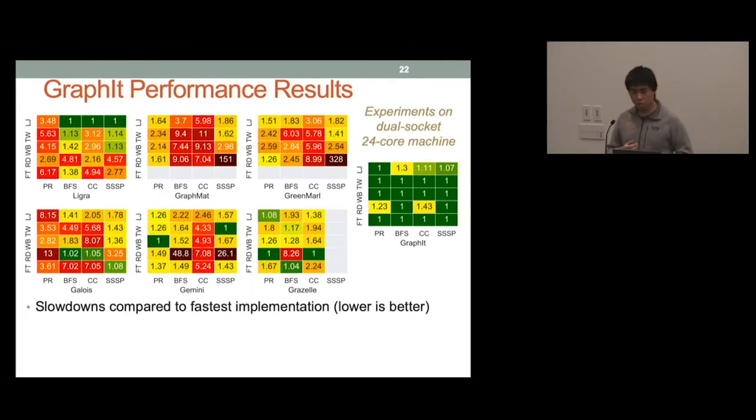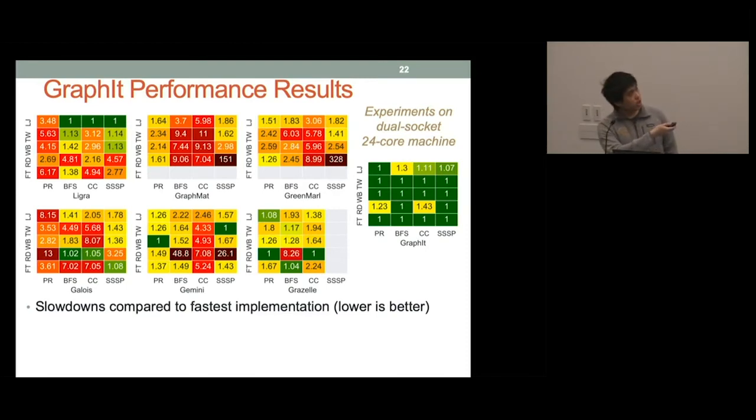So here are some performance results comparing GraphIt's performance to state-of-the-art graph processing frameworks for CPUs. And here the numbers correspond to the slowdowns relative to the fastest implementation for that particular algorithm and data set. So the data sets are on the y-axis, the algorithms are on the x-axis. The data sets are all social networks except for this RD graph, which is a high diameter road network. And then we have PageRank, breadth first search, connected components, and single source shortest paths. We also have other algorithms not shown on this slide here.